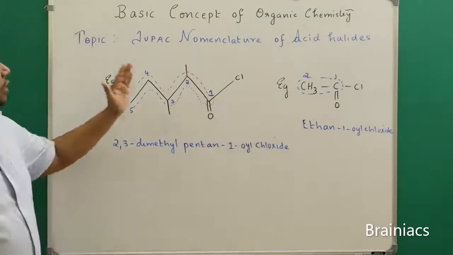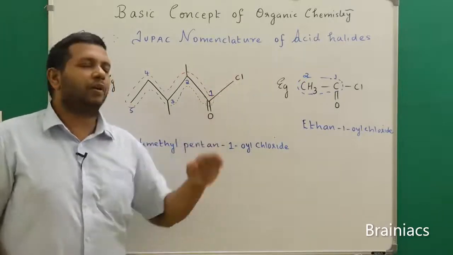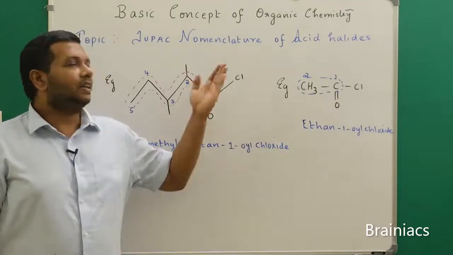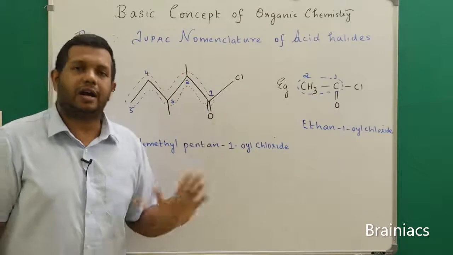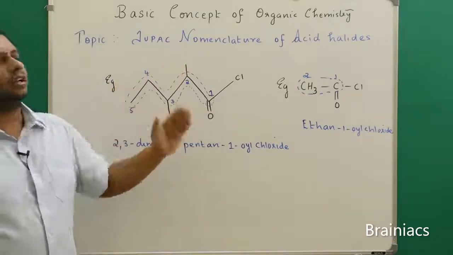Okay, so this is the way you need to name acid halides. Every time I have put chlorine here, but it can be bromine. In that case, what do we say? Bromide. It can be fluorine; what will you say? Fluoride. If it is iodine, you will say iodide. Okay. So I hope you understood the IUPAC nomenclature for acid halides.